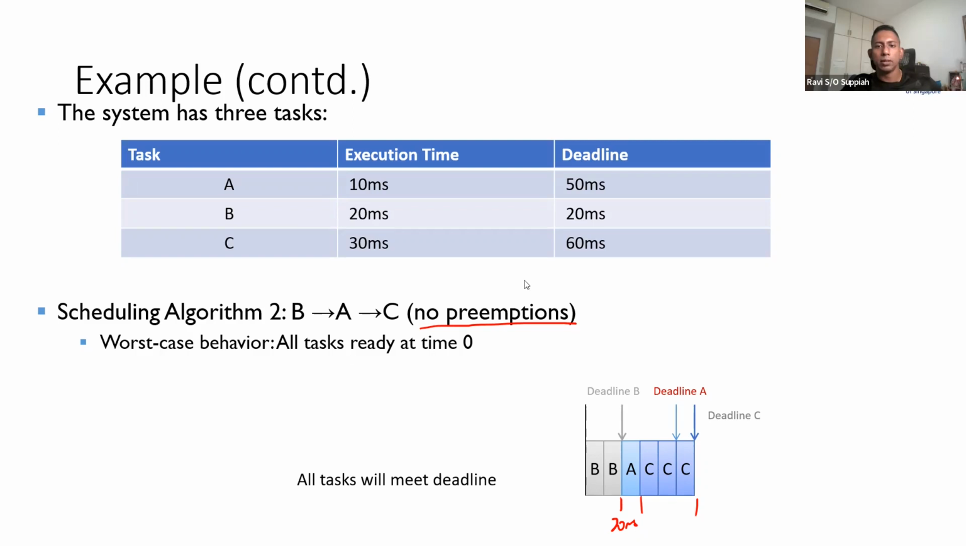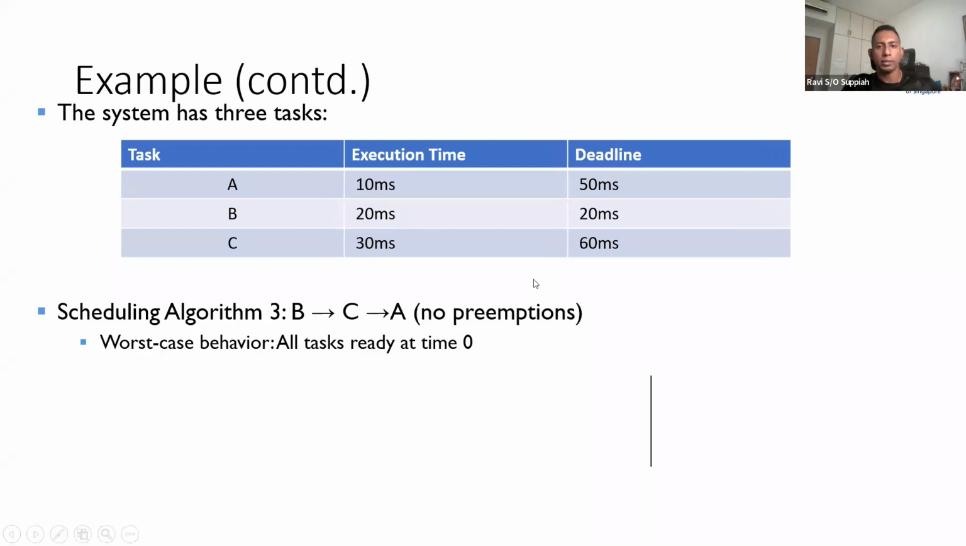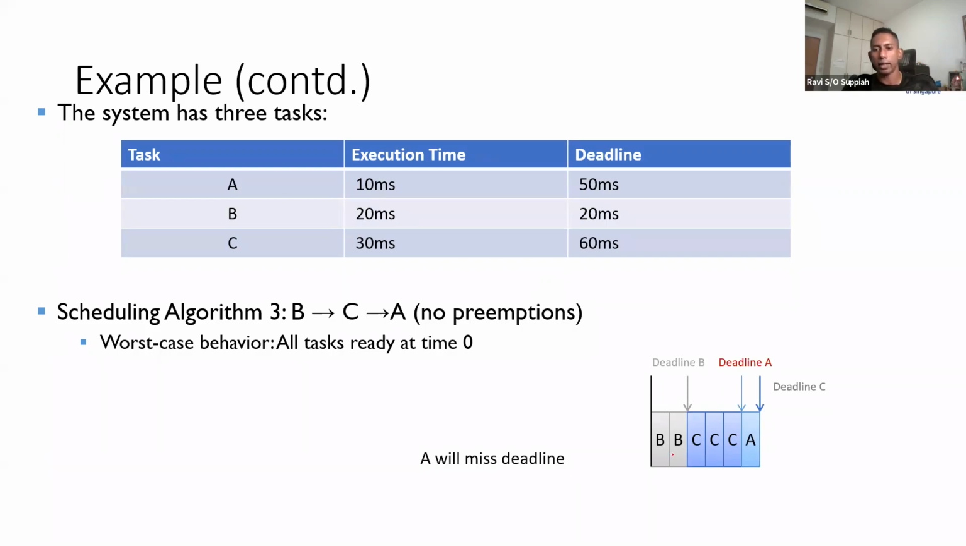So let's flip it again and change the order a bit, say B, C, A. If I run B first, then C, then A, what happens? You can see that for B, I fulfill by 20 milliseconds. C also I complete by 60 milliseconds, because by 50 milliseconds I already complete. But A, I miss the deadline because A only starts in the end. A only starts at 50 milliseconds and finishes by 60 milliseconds. So I miss the deadline for A.